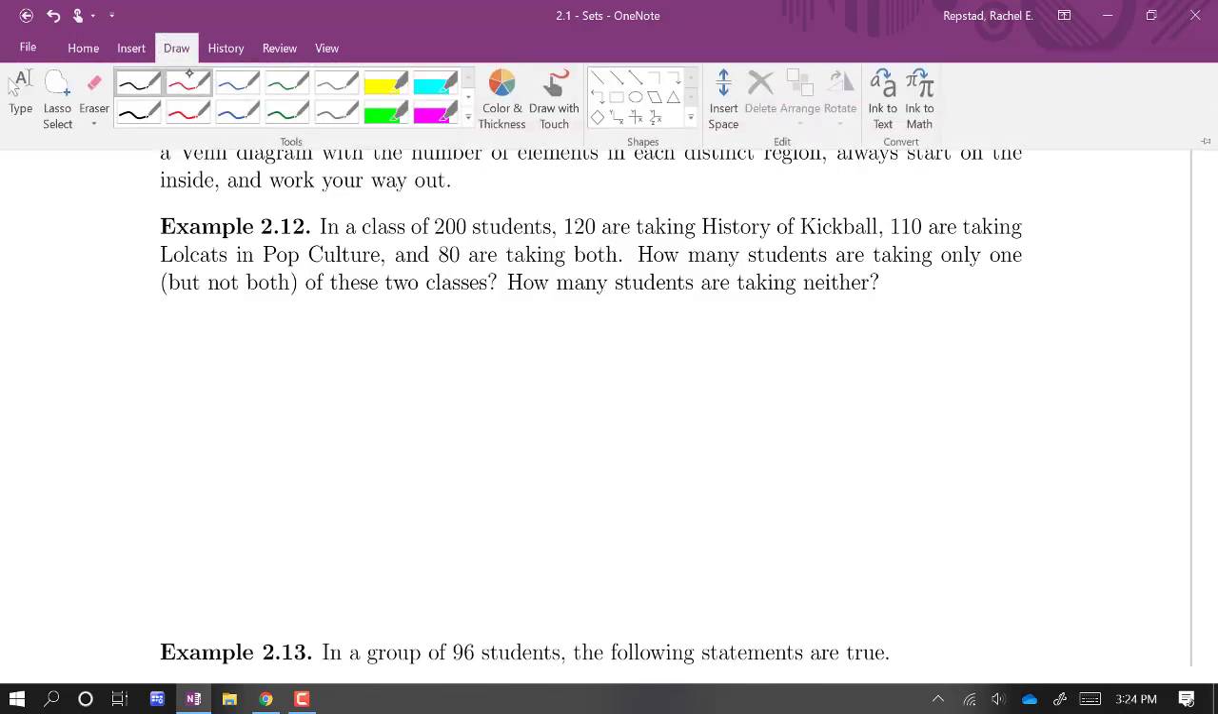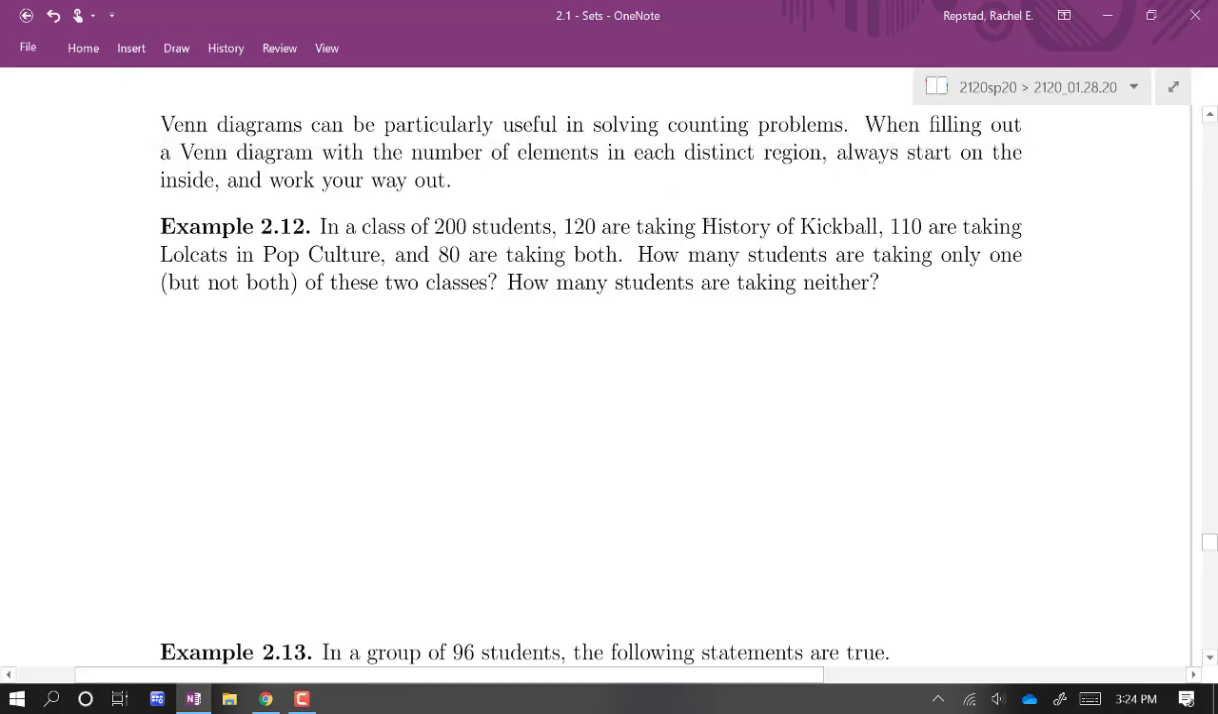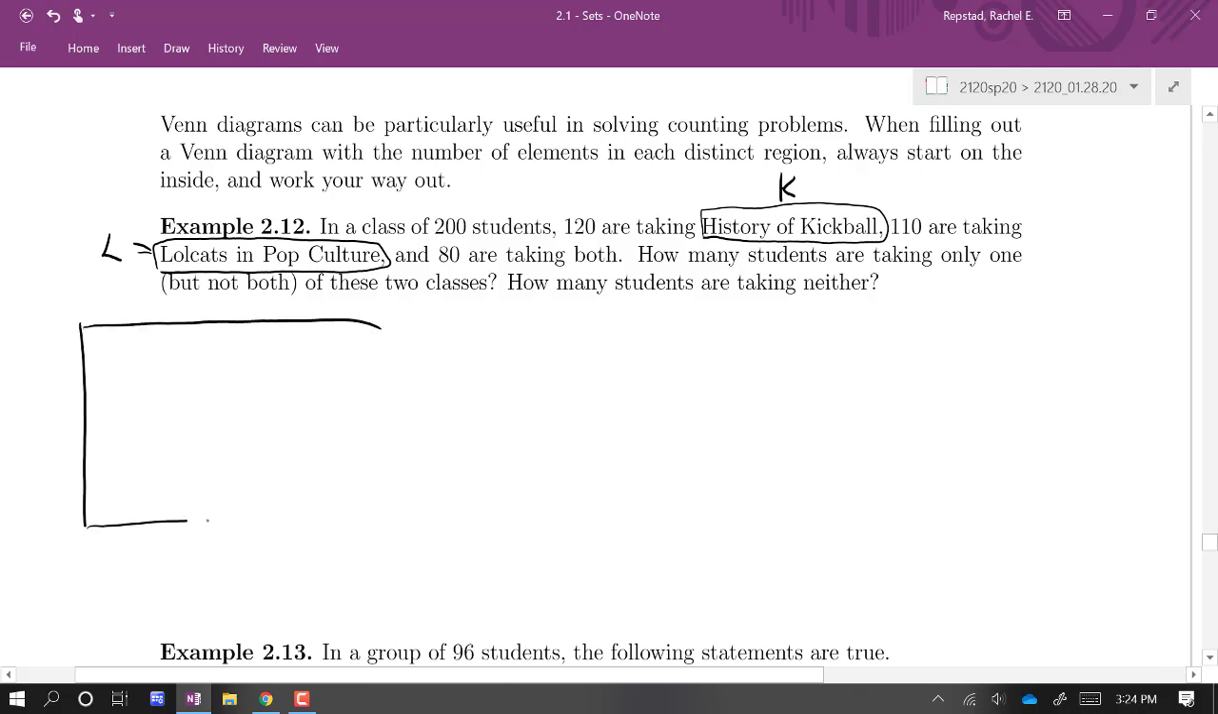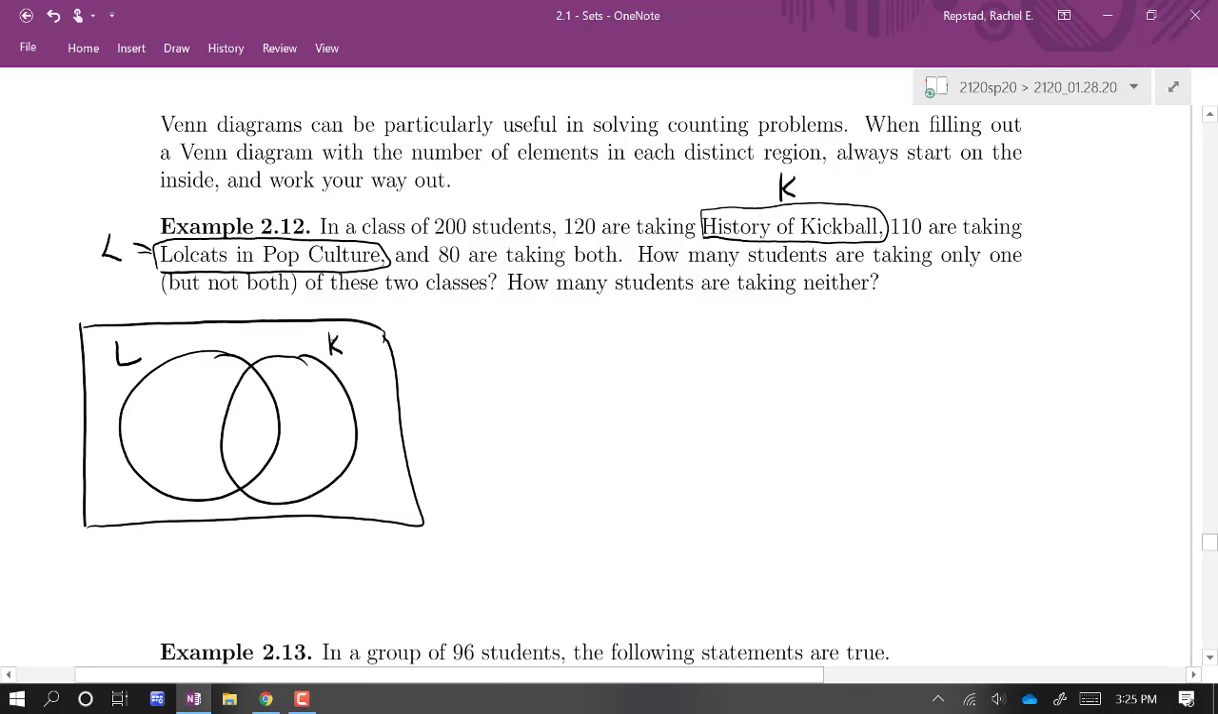So, the students taking history of kickball, I'm going to call that K. And the students taking lolcats in pop culture, I'm going to call that L. I knew you were going to call it L. Did you? Predicted. Yeah, successfully. I'm going to make a little Venn diagram. So here's all the students taking lolcats in pop culture. They go in that L circle. All the students taking history of kickball go in the K circle.